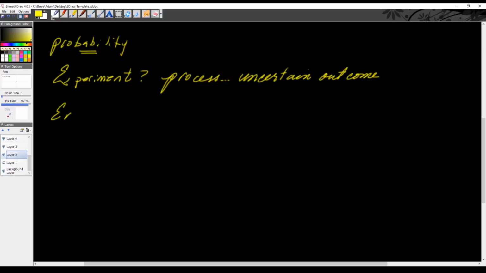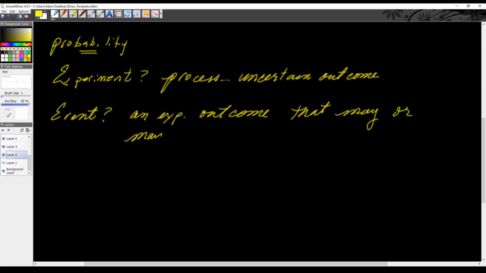Next, what is an event? An event is simply an experimental outcome that may or may not take place. Again, an event is an experimental outcome that may or may not take place.